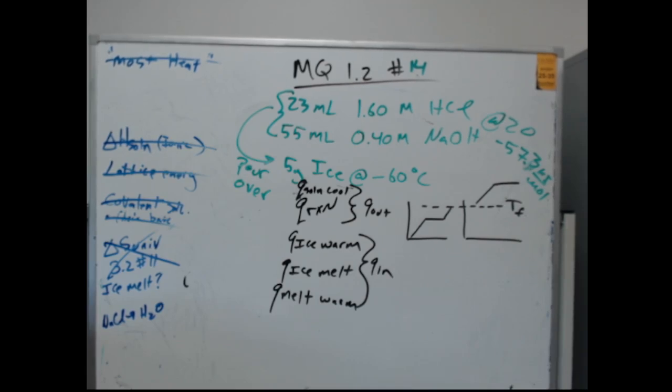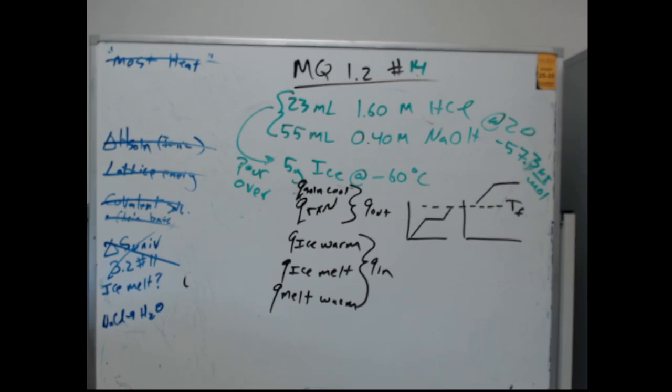So my hunch is the best thing to do, because there are so many different choices, is to just pick one and try it. I feel like this is most likely, given that the water's at 20 degrees, the ice is at negative 60, but there's only 5 grams of it, so there's not a lot of ice, even though it's cold.